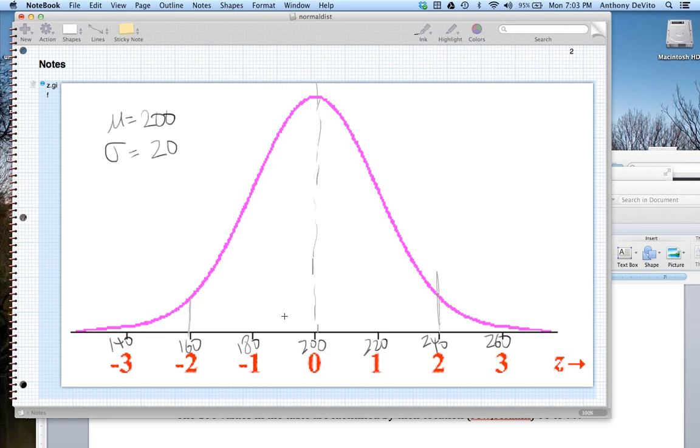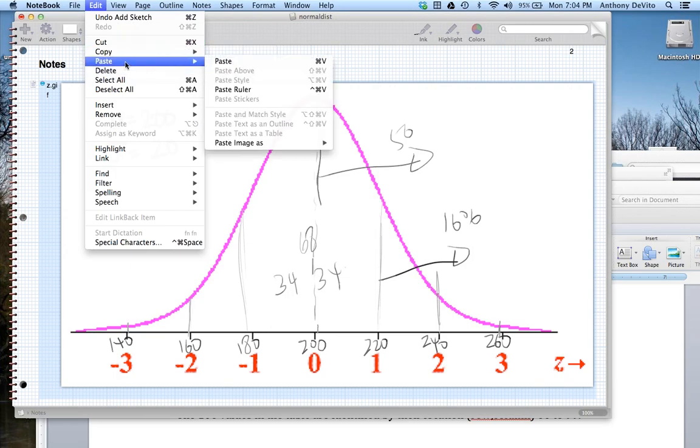So we know from the empirical formula that 95% of the population, roughly, is between 160 and 240, two standard deviations in either direction. 99.7% of the population is between 140 and 260, assuming it's a perfect normal distribution. 68% is between 180 and 220, and so on. If this were 68%, this would be 34, and this would be 34. And from here to there is 50. So if this is 34, then the area above 220 would represent 16% of the population, 50 minus 34. And we have all sorts of other things that we can look at here.